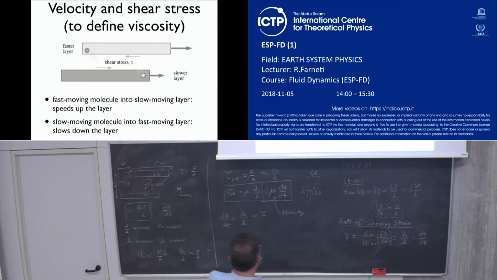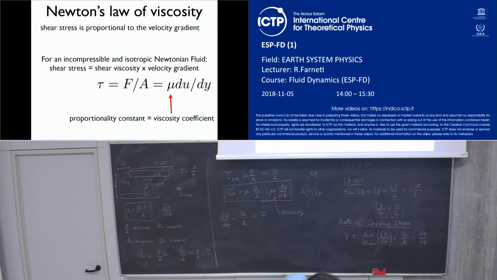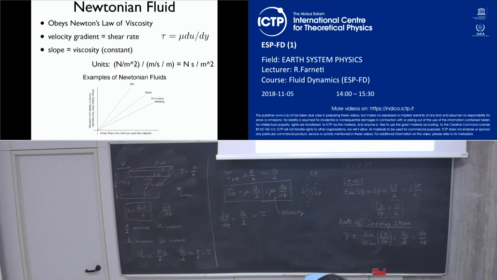Okay, and this is called Newton's law of viscosity. Okay, very simple. What Newton's law of viscosity is doing is relating the shear stress to the velocity gradient within the fluid. So the shear stress is going to be equal to the velocity gradient times some viscosity. And in a Newtonian fluid, that viscosity is a constant, is a value.